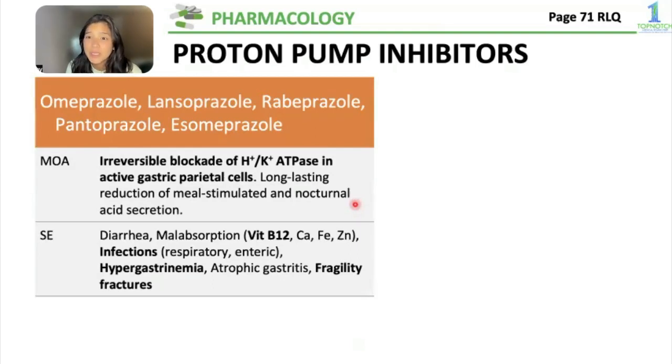What is rebound hypergastrinemia? It's essentially an increase in your gastrin levels because it's noticed na nagiging basic yung inyong gastric lumen.